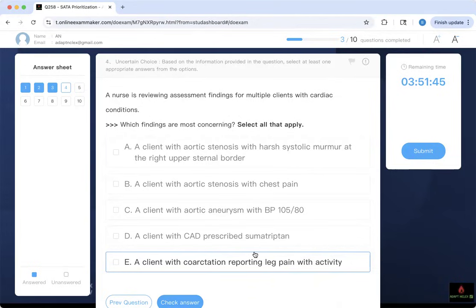A client with aortic stenosis, what does the patient have? Harsh systolic murmur at the right sternum border. A client with aortic stenosis with chest pain. A client with aortic aneurysm with the blood pressure 105/80. A client with coronary disease prescribed sumatriptan. And a client with coarctation reporting leg pain when walking. Are these all unexpected findings or not?